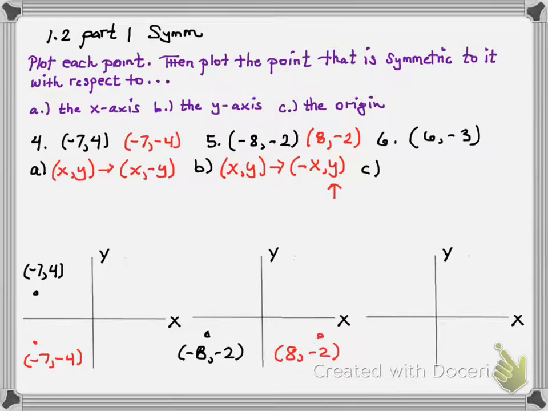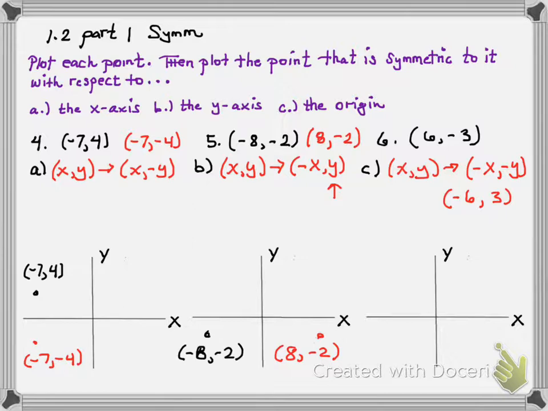Alright, last but not least, let's talk about 6, negative 3. That means for our original point (x, y), some point that is symmetric to it with respect to the origin would look like (negative x, negative y), which means our new point would be the opposite of positive 6, which would be negative 6, and the opposite of negative 3, which would be positive 3.